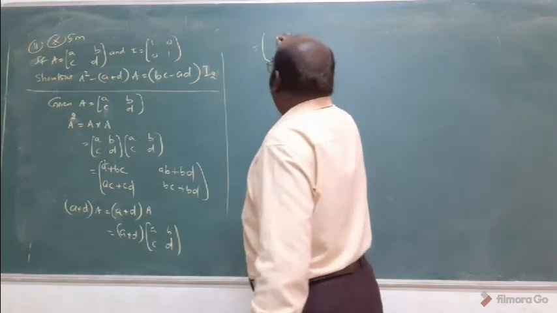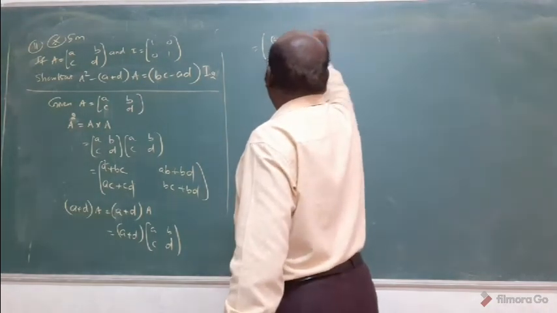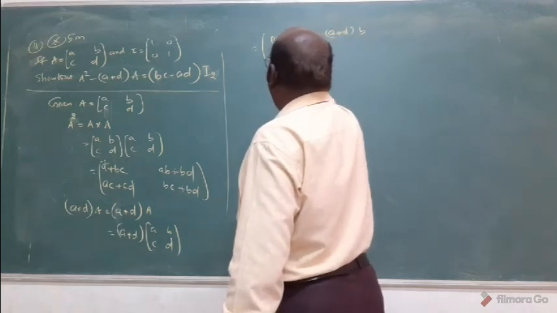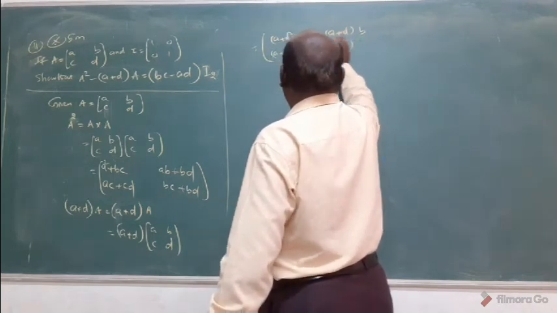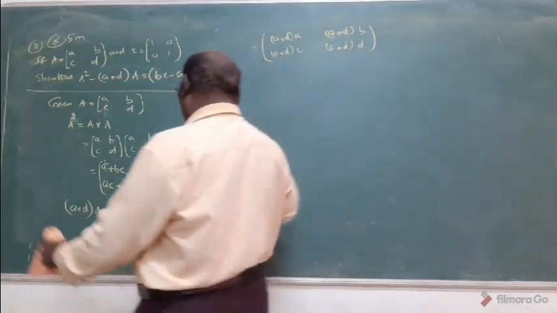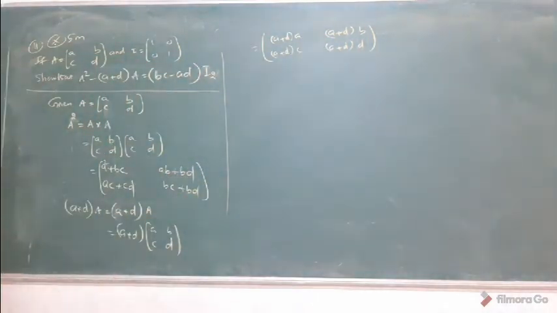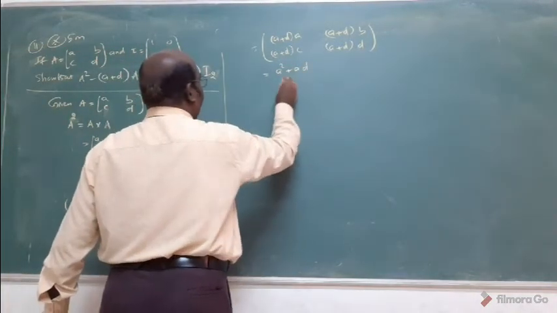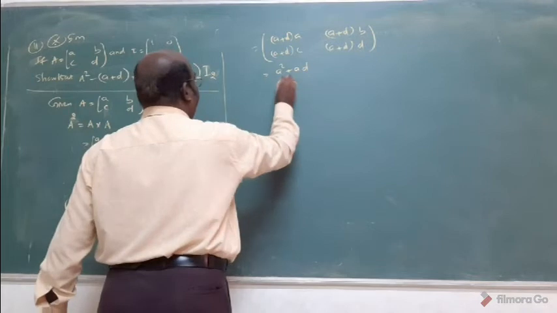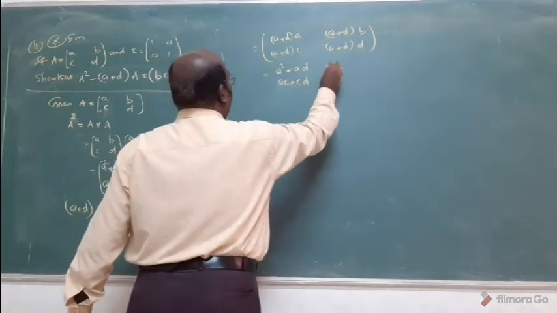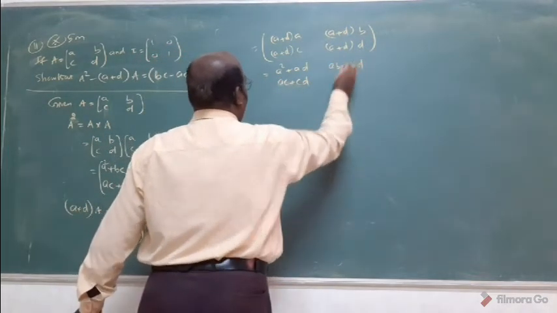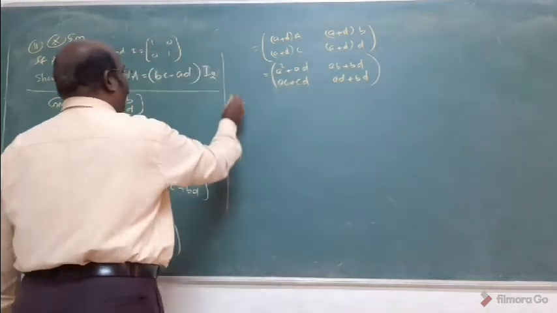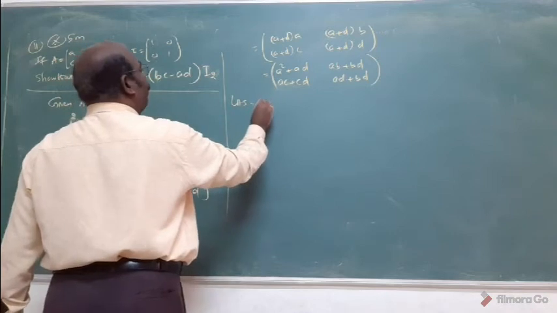What is the answer? A plus D into A plus D into B, A plus D into C, A plus D into D. Am I right? In this way, you want to multiply all elements by A plus D. Now multiply again. A square plus A D, C A or A C plus B C. Here, A B plus B D. Here, A D plus B D. Am I right? Now what is happening? This is easy one.